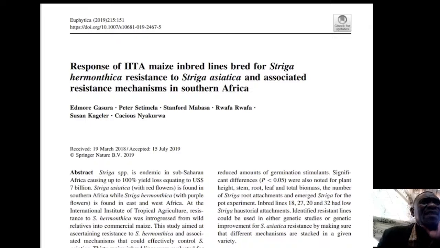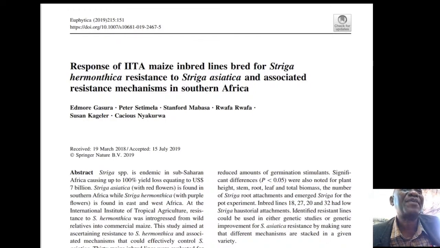So here in the department, what happened is that we took some IITA maize hybrids, inbred lines, which were resistant to Striga hermonthica, and these were used to develop some hybrids. And one of the MSc students, Wafa, did quite a lot of evaluations of these hybrids.